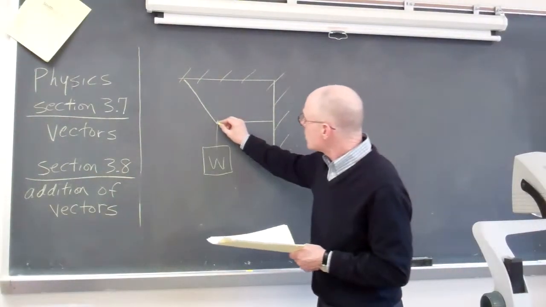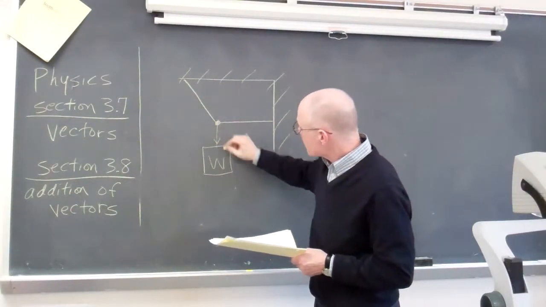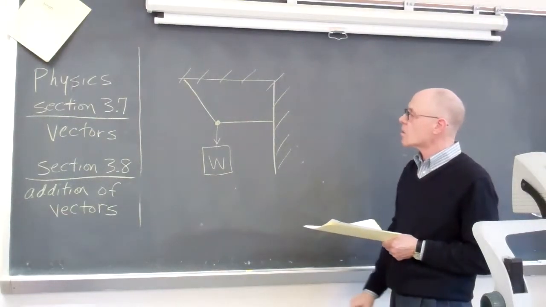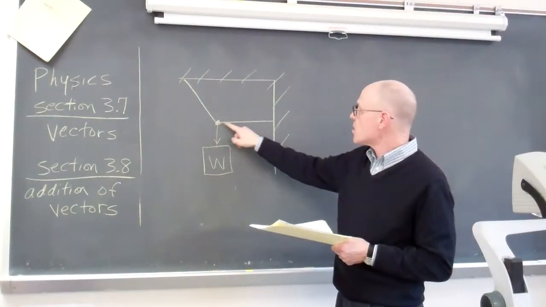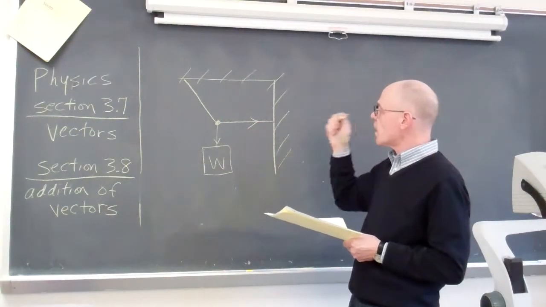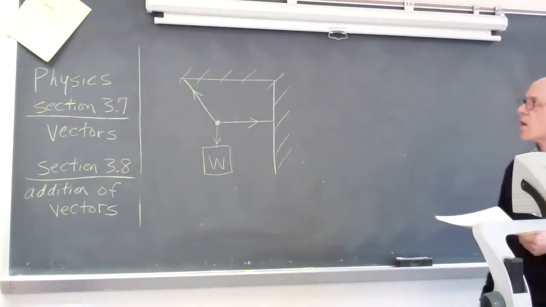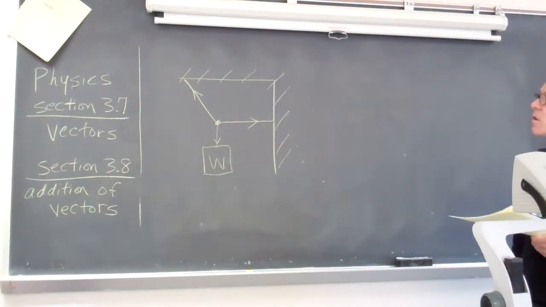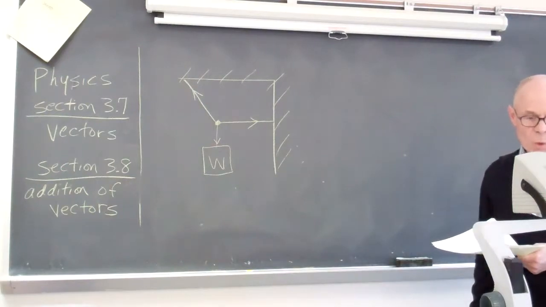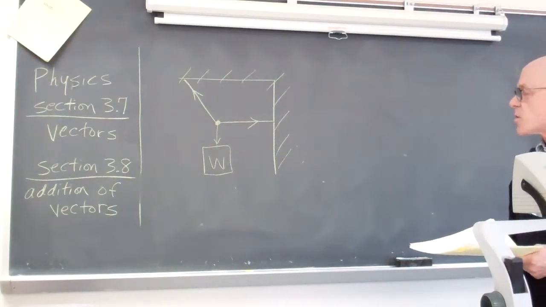You have the cable that's directly supporting the weight, which has a force in it pulling down. Then you have this cable connected to this wall pulling out this way, and the force in that cable is pulling up that way. So you could show those three forces as vectors, meaning there's some kind of a force in terms of pounds or newtons, and then there's also a direction.